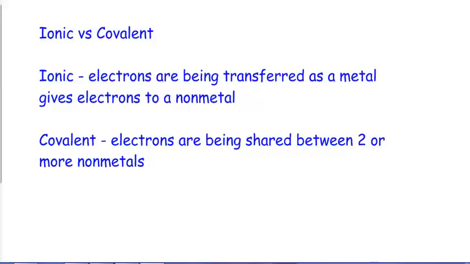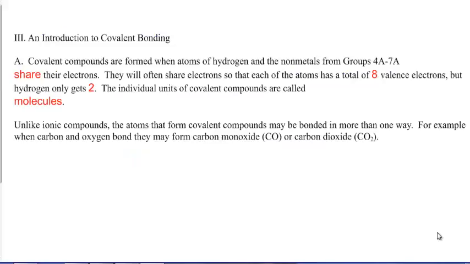In yesterday's lesson, we talked about ionic compounds and how they form by electrons being transferred from a metal to a nonmetal. In this lesson, we're going to talk about covalent compounds. In covalent compounds, electrons are being shared between two or more nonmetals. So we are now in Roman numeral 3 of the notes packet, an introduction to covalent bonding.